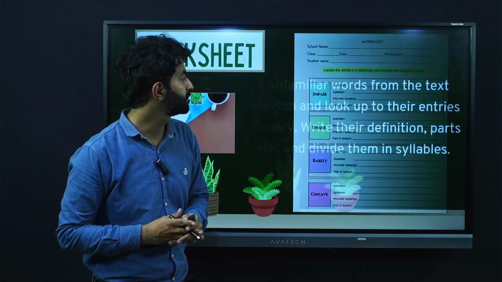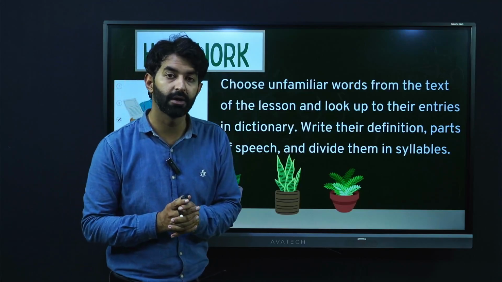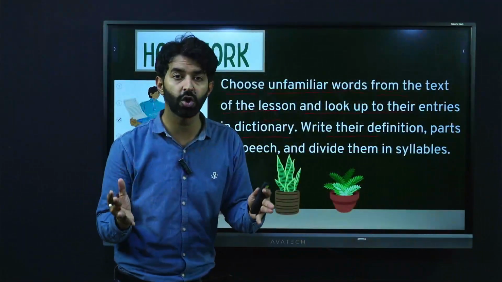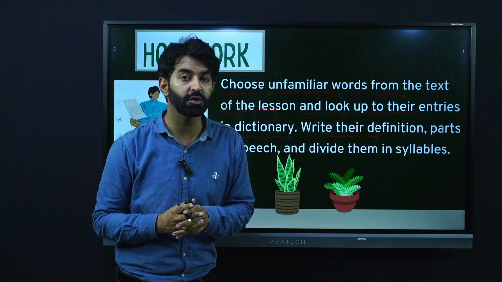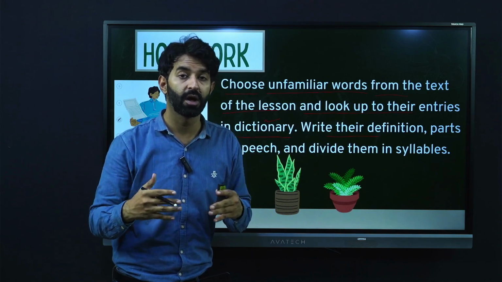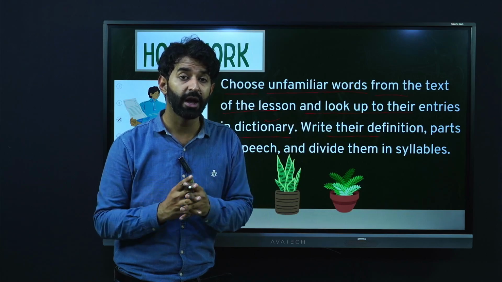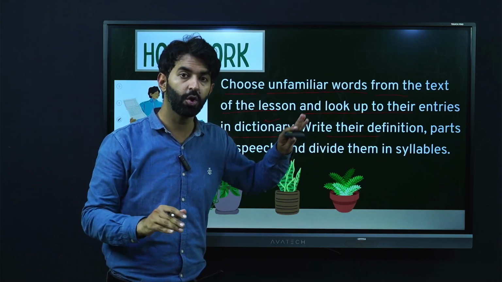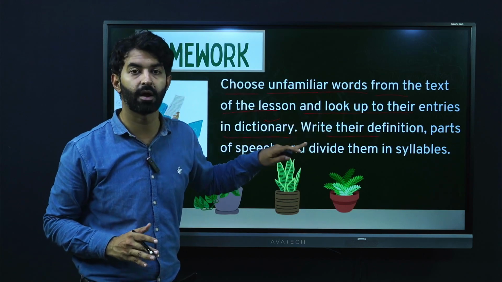Now, for your homework, my dear learners, be very attentive. You have to choose unfamiliar words from the text of the lesson or any other text that you like and look up their entries in the dictionary. Write their definition, parts of speech, and divide them into syllables. Take a short story of Roald Dahl or a short story of O. Henry or Maupassant. You can get so many different texts, articles, news articles, columns, and so much more. So all you have to do is underline or highlight the difficult word, go to the dictionary and perform all these tasks that are mentioned over here.